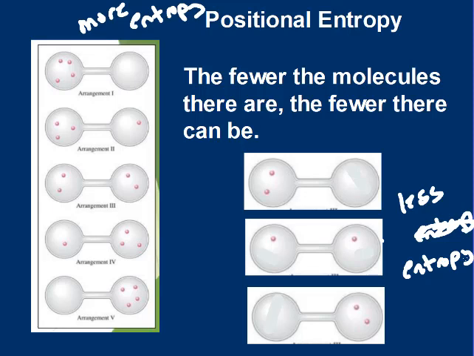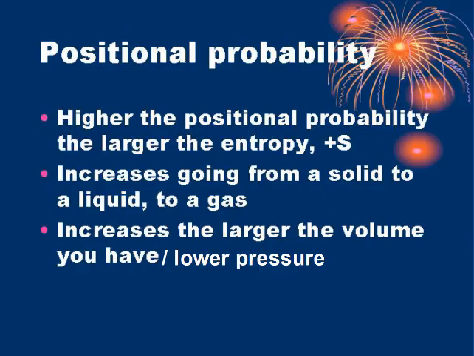So when referring to entropy, we're talking about the number of microstates that a system can achieve due to the states of matter, the number of particles, or also the volume and pressure. The higher the positional probability, the larger the entropy, more S or positive S. It increases going from a solid to a liquid to a gas, which we saw a few slides ago. And it increases when you have a larger volume.